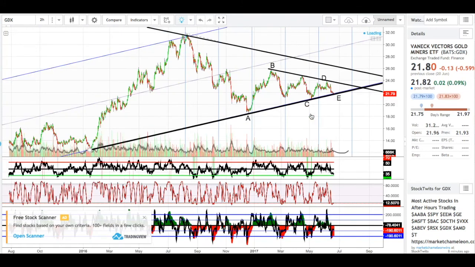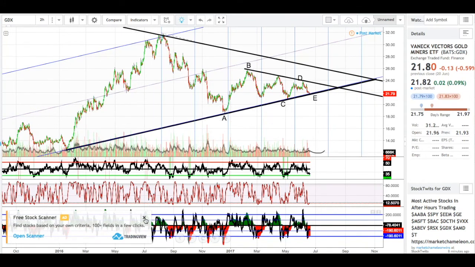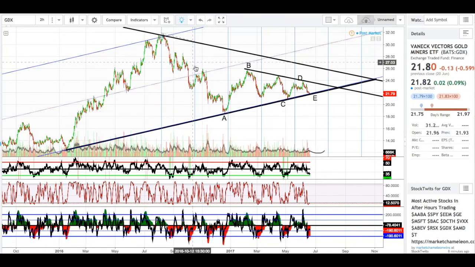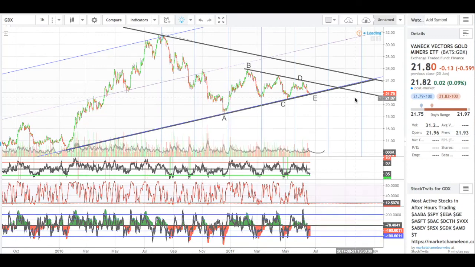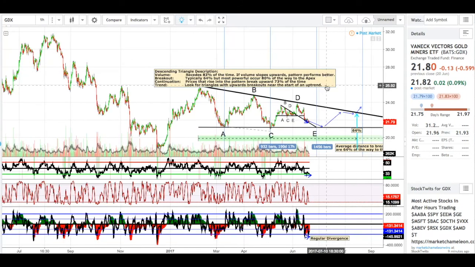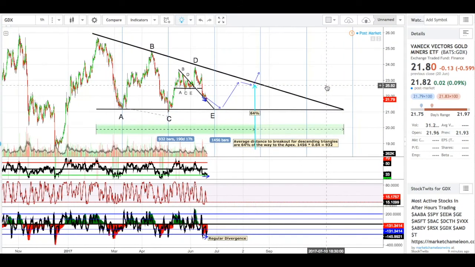So this just kind of shows my original assumption of the symmetrical triangle. I thought that we came up, came down, set our A, B, C, D, and this would be our E. However, like I said, and we'll get to this on the 1-hour chart, I have since rejected that, and I think that this makes more sense to be a descending triangle. So here in the 1-hour, let's get into some of what the descending triangle is.